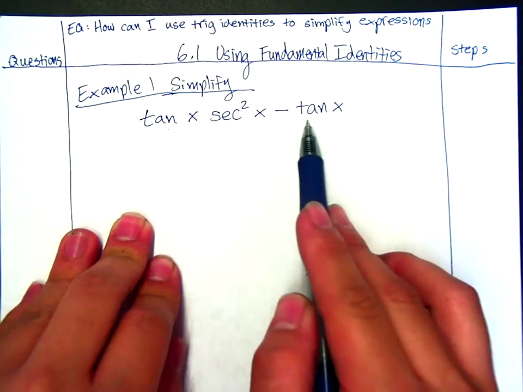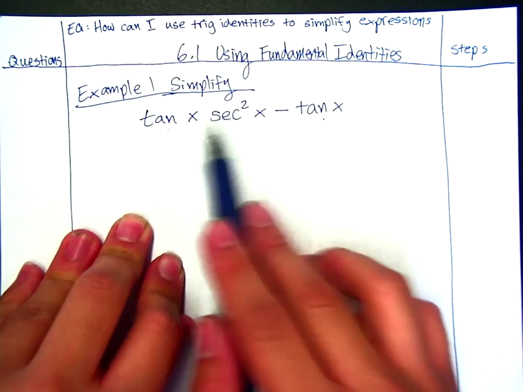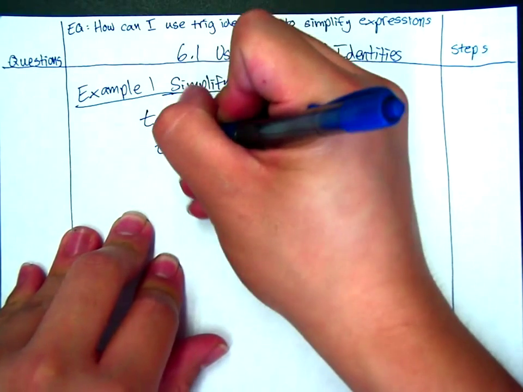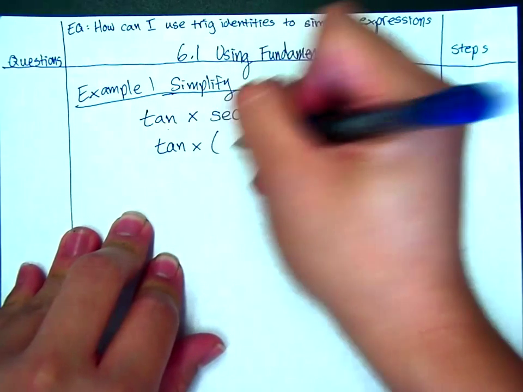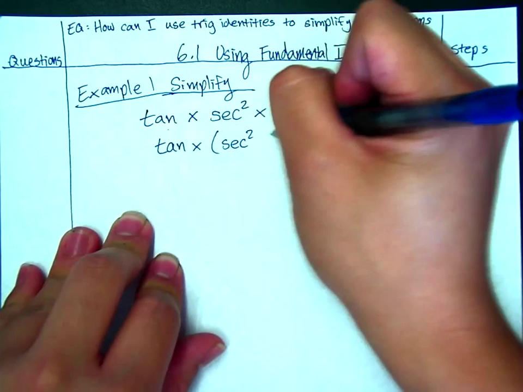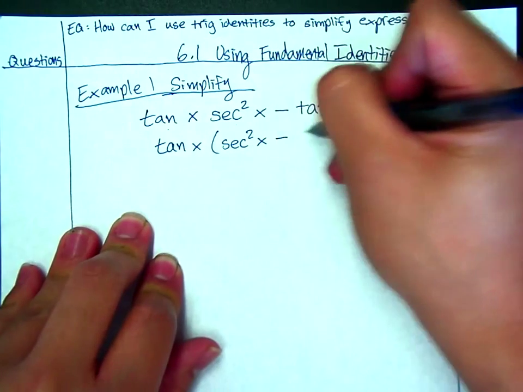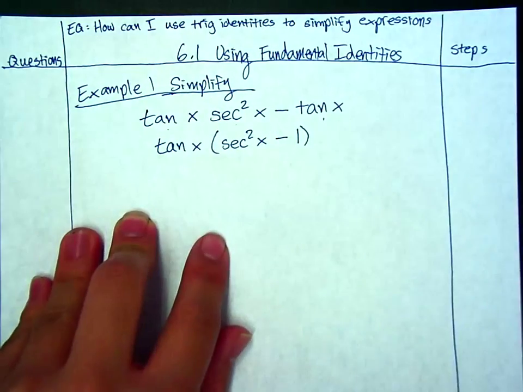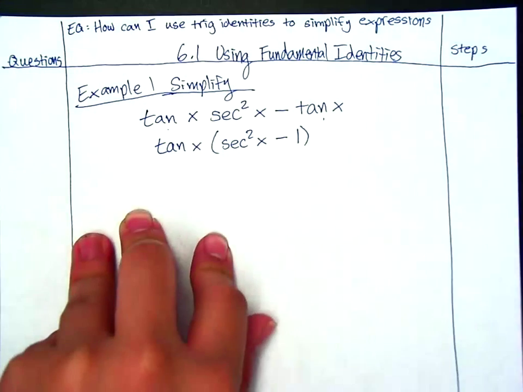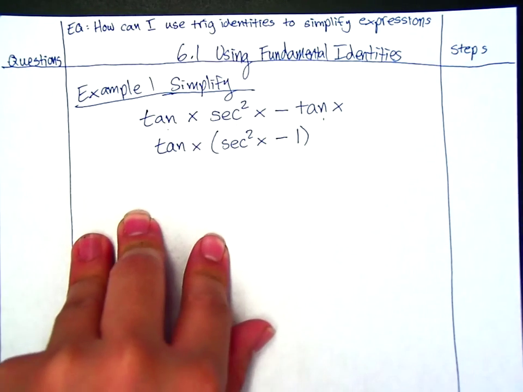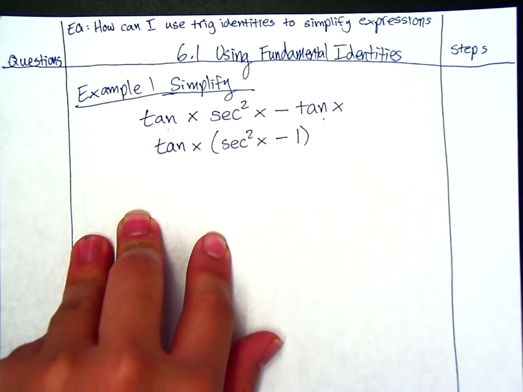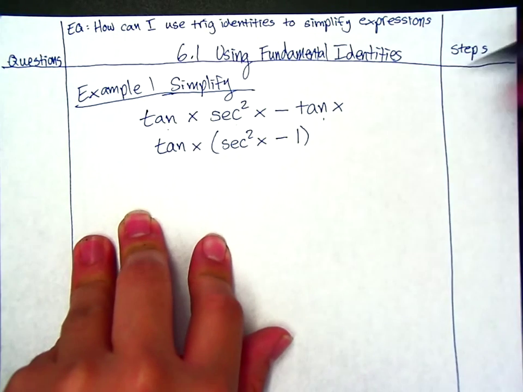I notice here I have one term, and over here I have another term, and they both have tan x. So I'm going to go ahead and factor that out. And that leaves me on the inside with secant squared x minus 1. At this point, if we don't know any of the identities, this doesn't really work out too nicely for us. But we have to refer to the trig identities in the book.